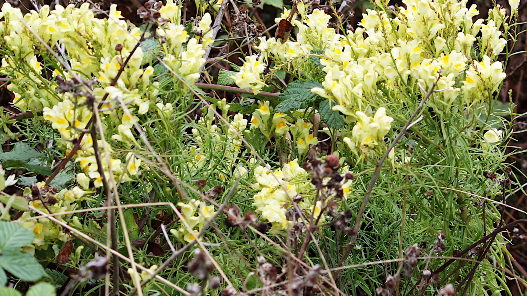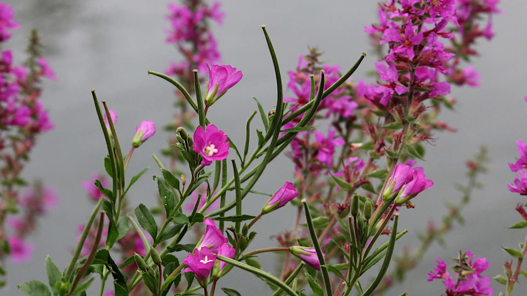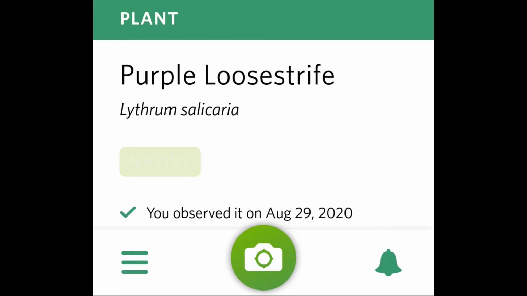The next species to come under the scrutiny of the Seek app was this low, bushy, herbaceous plant with lemon yellow flowers. I didn't know what it was, but Seek identified it as common toadflax, an ID which I've subsequently found no reason to disagree with. Next up was this leggy, pink-flowered waterside plant, which Seek seemed to have no trouble in identifying as purple loosestrife, another new ID for me.